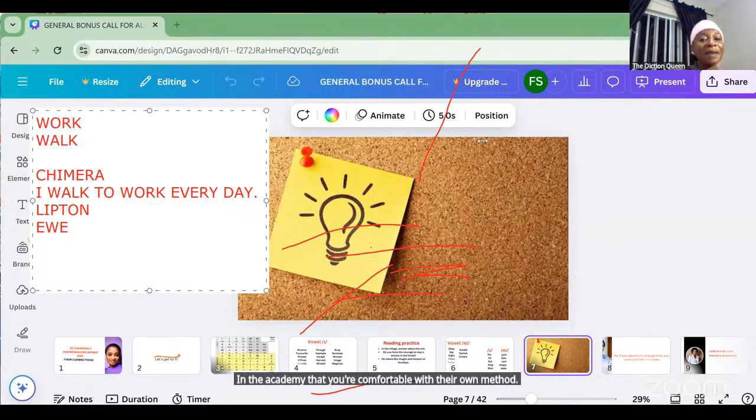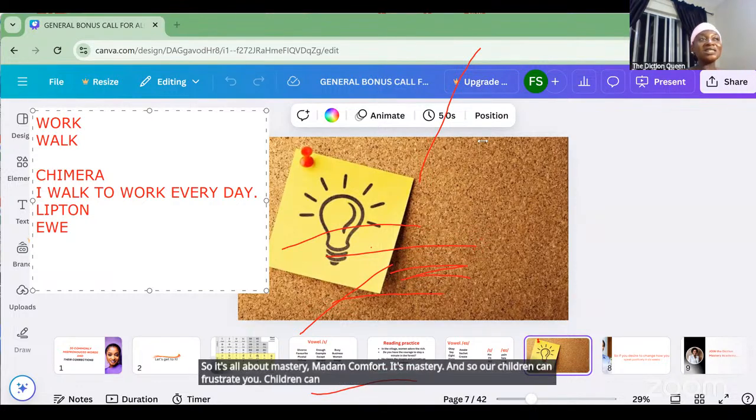So it's all about mastery, Madam Comfort. It's mastery. Children can frustrate you, children can make you angry. And sometimes when you're angry, you're annoyed, the original you comes out. But with mastery, you can overcome that.